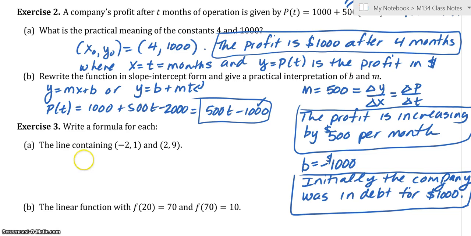Okay, so now let's try exercise 3. So the line, we know a linear function means line. So line means linear. So I'm just going to write that there. We're going to use the same formula. Containing 2 points, negative 2, 1, and 2, 9, write a formula. So I'm going to use the same formula that we've just been using.